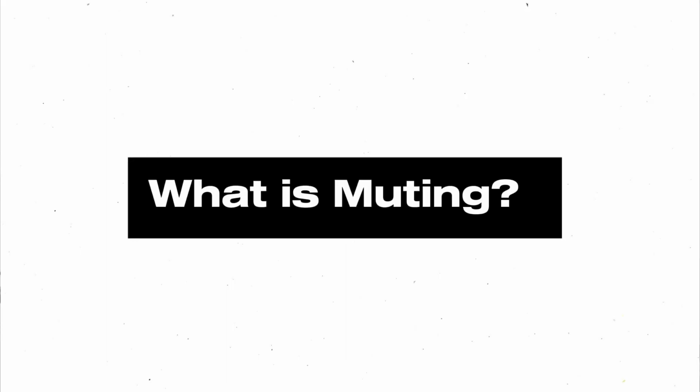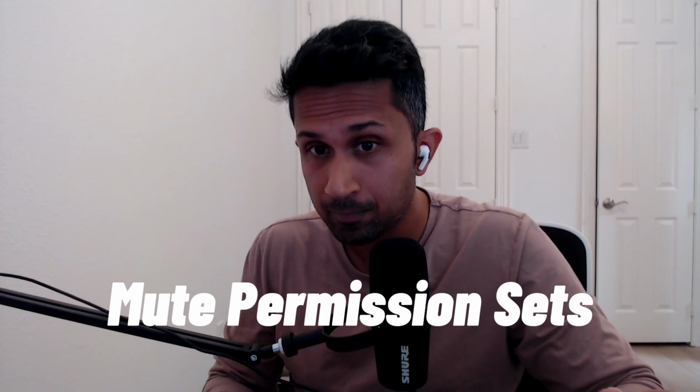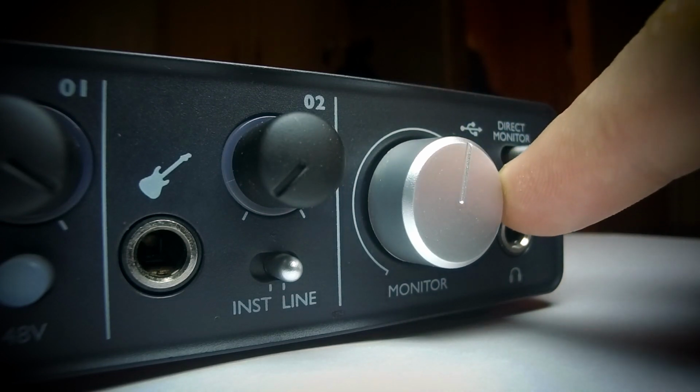Let's understand what muting means. In Salesforce, permission set groups allow you to group multiple permission sets together for easier user management. But what if one of those permission sets grants too many permissions to users? Instead of creating a new one, Salesforce lets you mute specific permissions within that group. So muting permission sets is like volume control for your permissions. You silence what you do not need while keeping everything else intact.